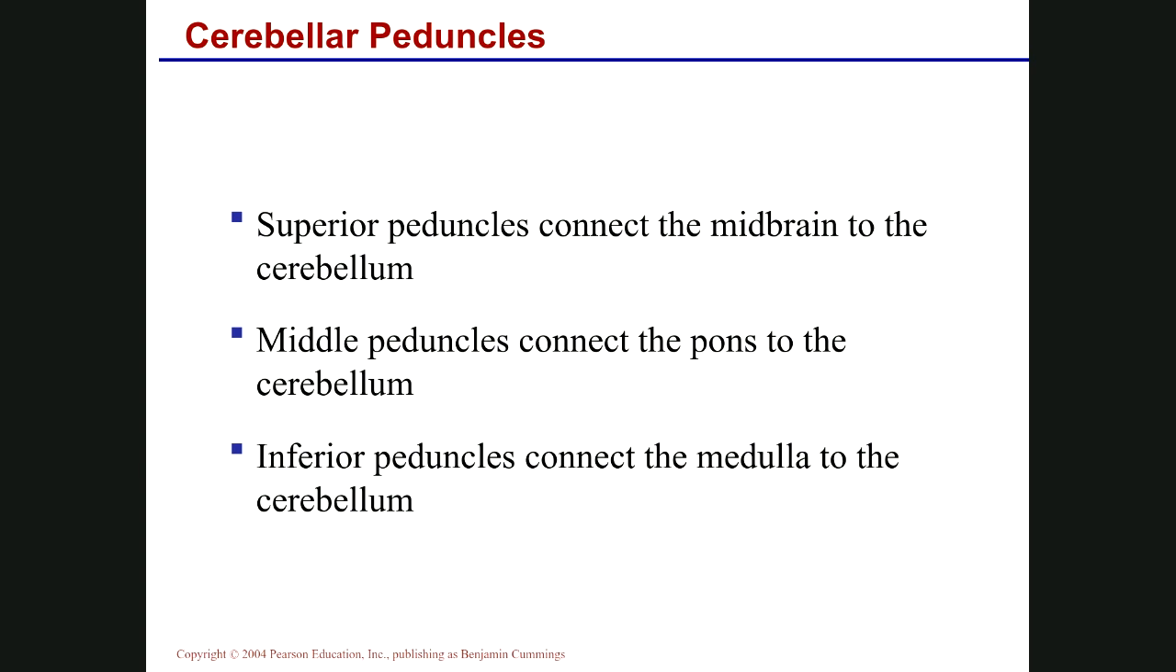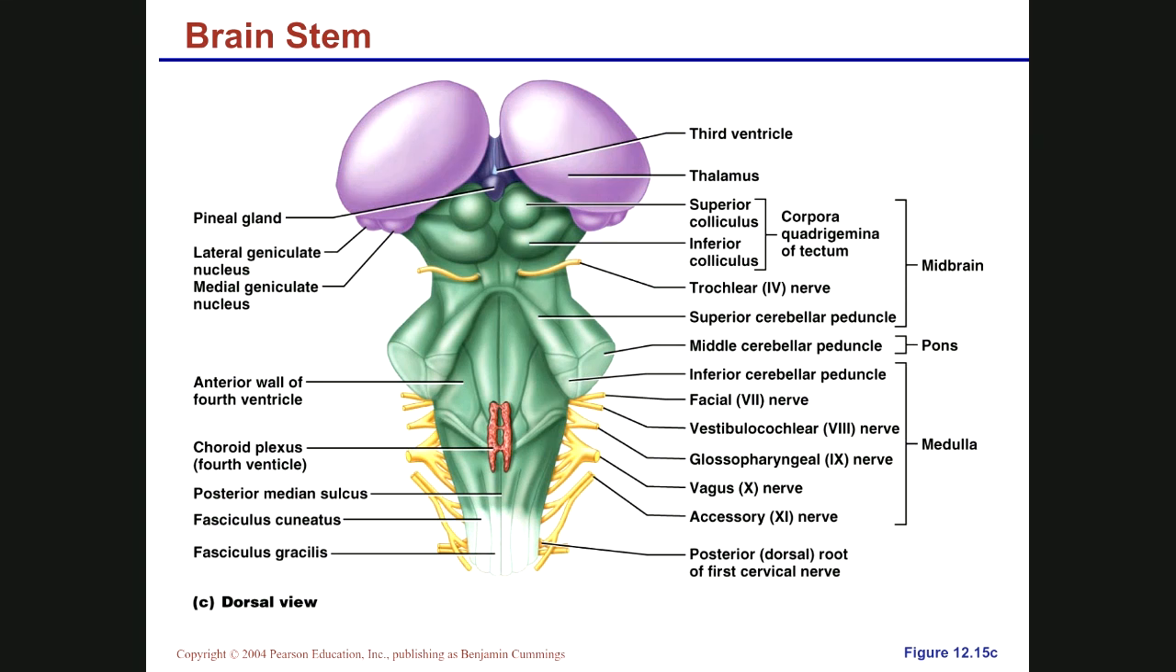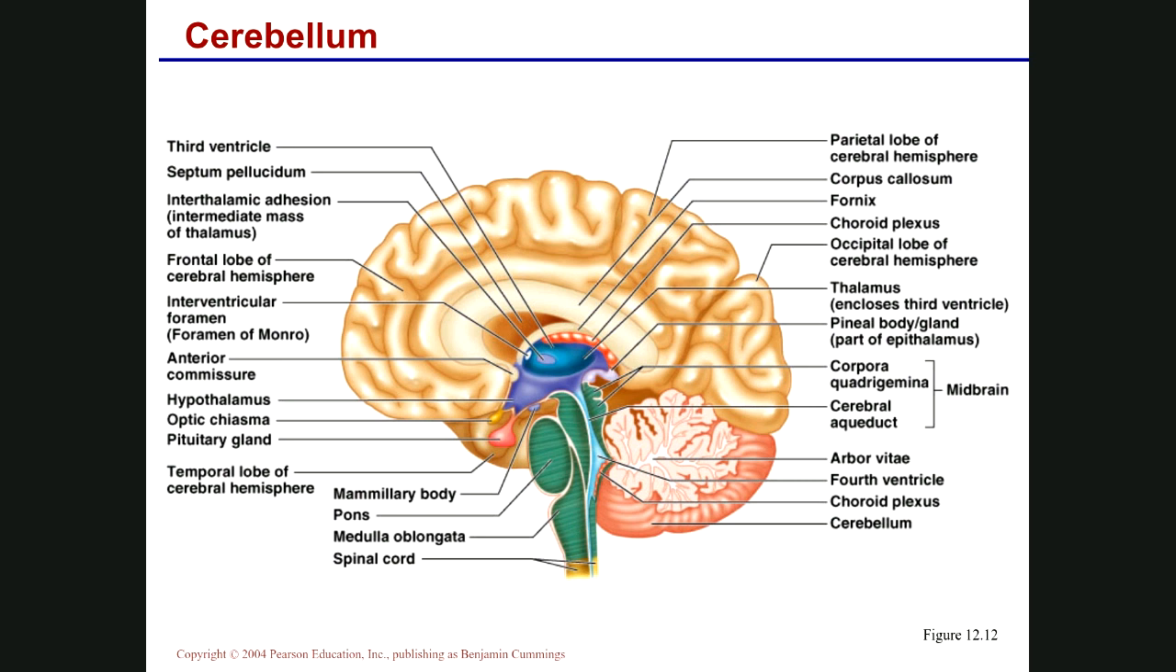So if you were to remove the cerebellum and look at it from behind, what's left are these peduncles. And you can see them here. There are 3 tracts. If you leave the cerebellum on, the tracts are not very visible.